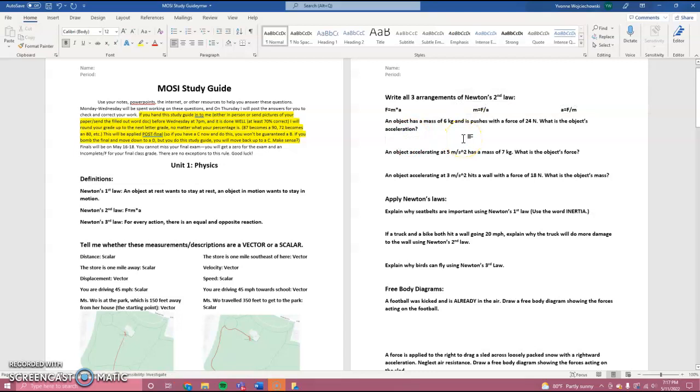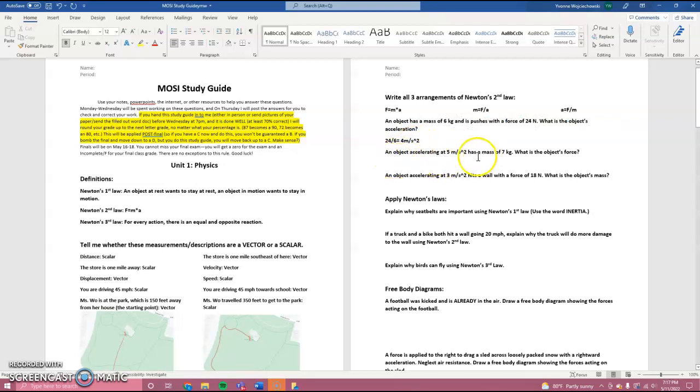You can always look to units to know which of the 3 numbers it is. So we are doing 24 divided by 6, which comes out to 4. You should include the units for acceleration, which is meters per second squared. So that is our answer.